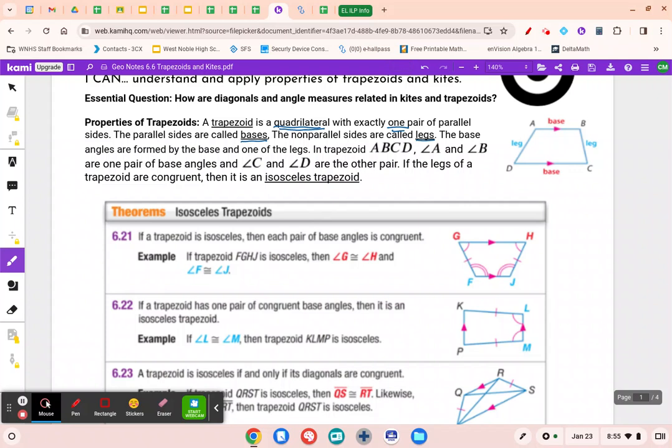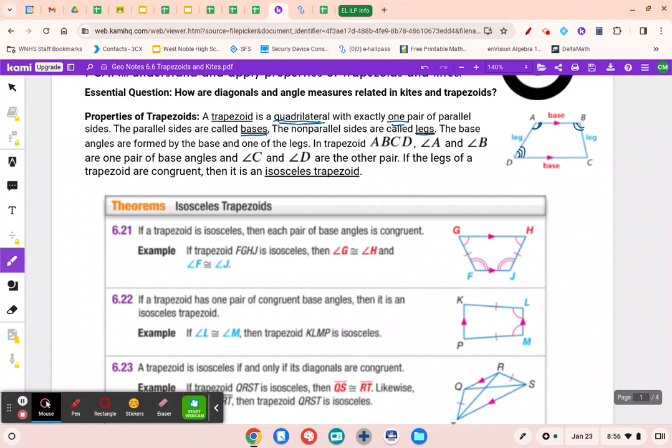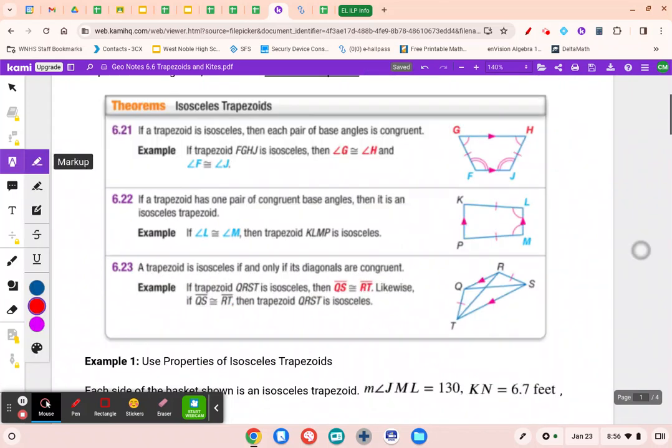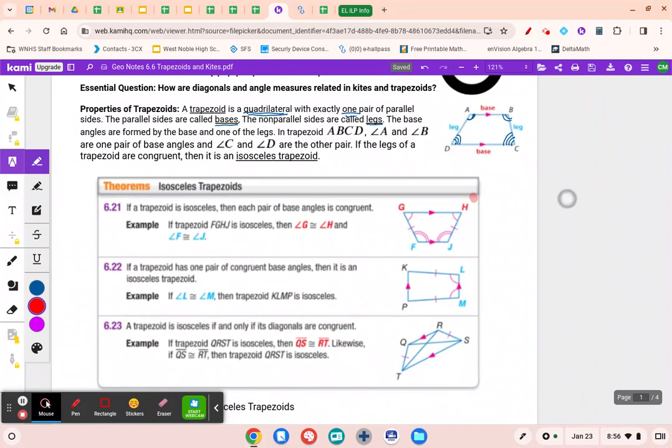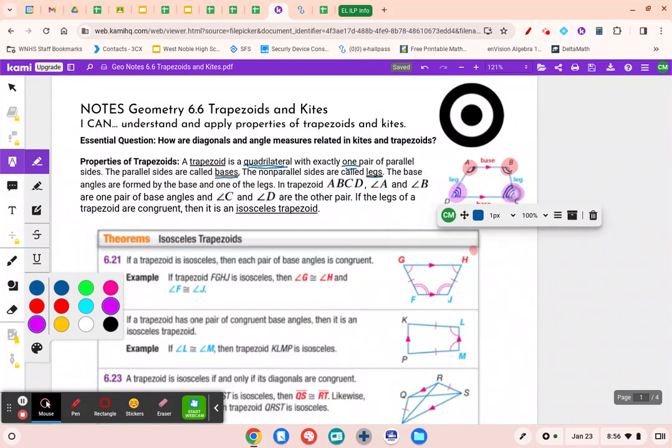In trapezoid ABCD, angles A and B are one pair of base angles. So they are formed by this one base and each of the legs. They are not congruent though. And angles C and D are the other pair. I color code them so that way it's a little easier to tell. So these two go together, not congruent. And these two go together, not congruent.